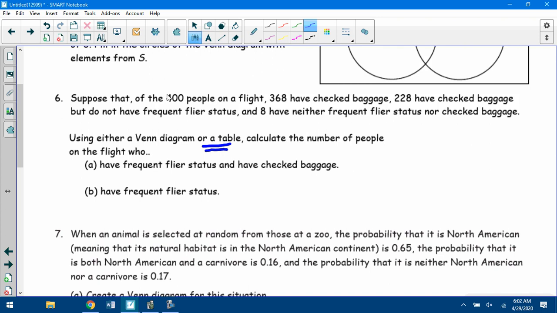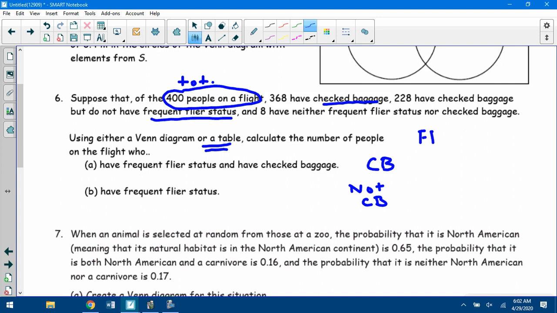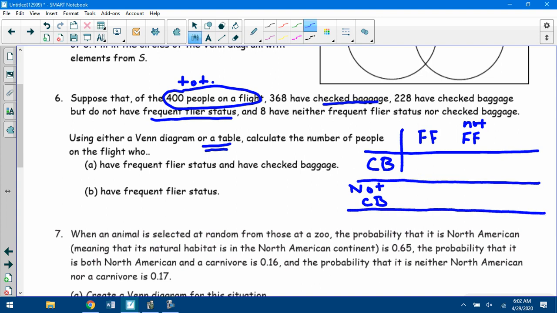So 400 people on a flight, that's the total. So that's going to go in the right corner of the table. We're talking about checked baggage, and we're talking about frequent flyer status. So checked baggage, not checked baggage. Frequent flyer, not frequent flyer. That's how you set up tables. Think of your two things that you're talking about, the yes and the no. Then make a table. And when we make this table, don't forget to do the totals.